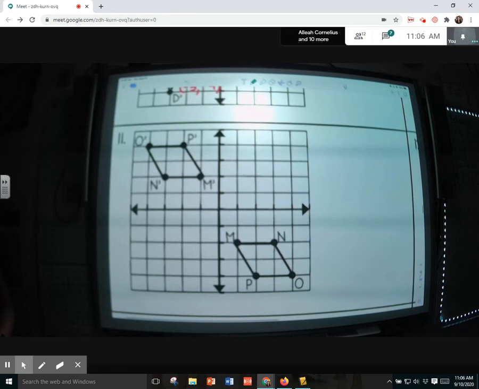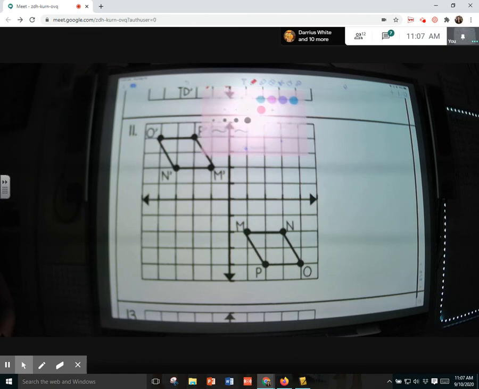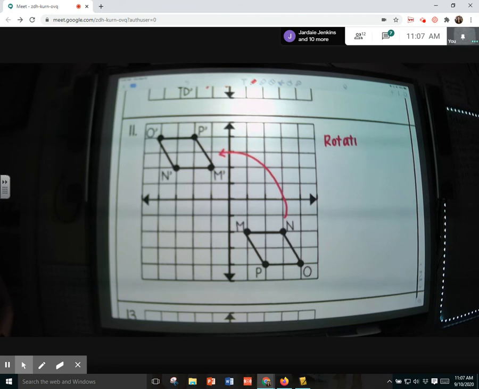Okay, looking at this one, it is a 180. And it could go either way, so I know it's a rotation of 180. And then I need my rule. If I have to look at a point, I can. I can look at M, which is (1, -2), and M prime at (-1, 2). They didn't switch, but their signs changed on both. So that's (-x, -y).